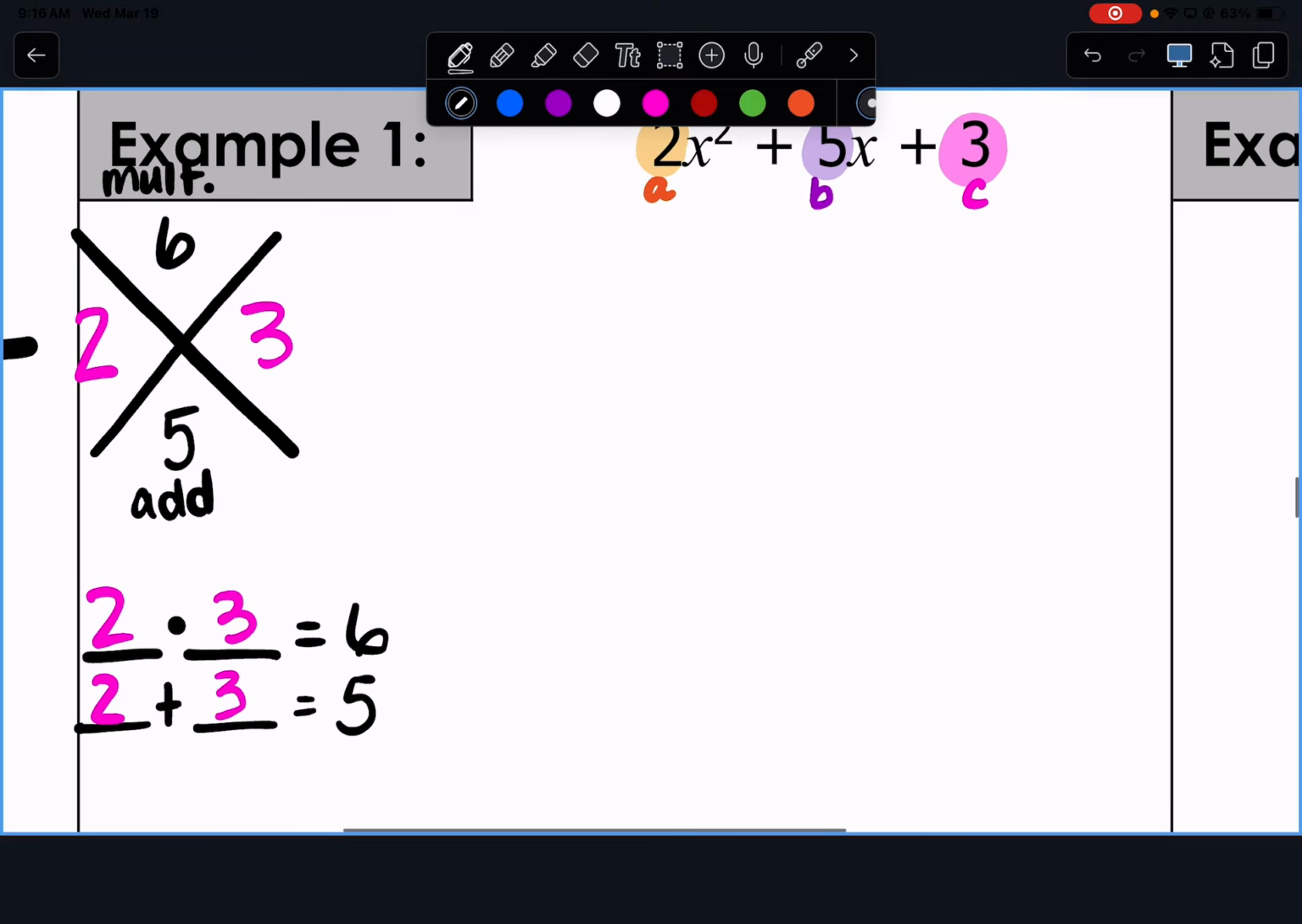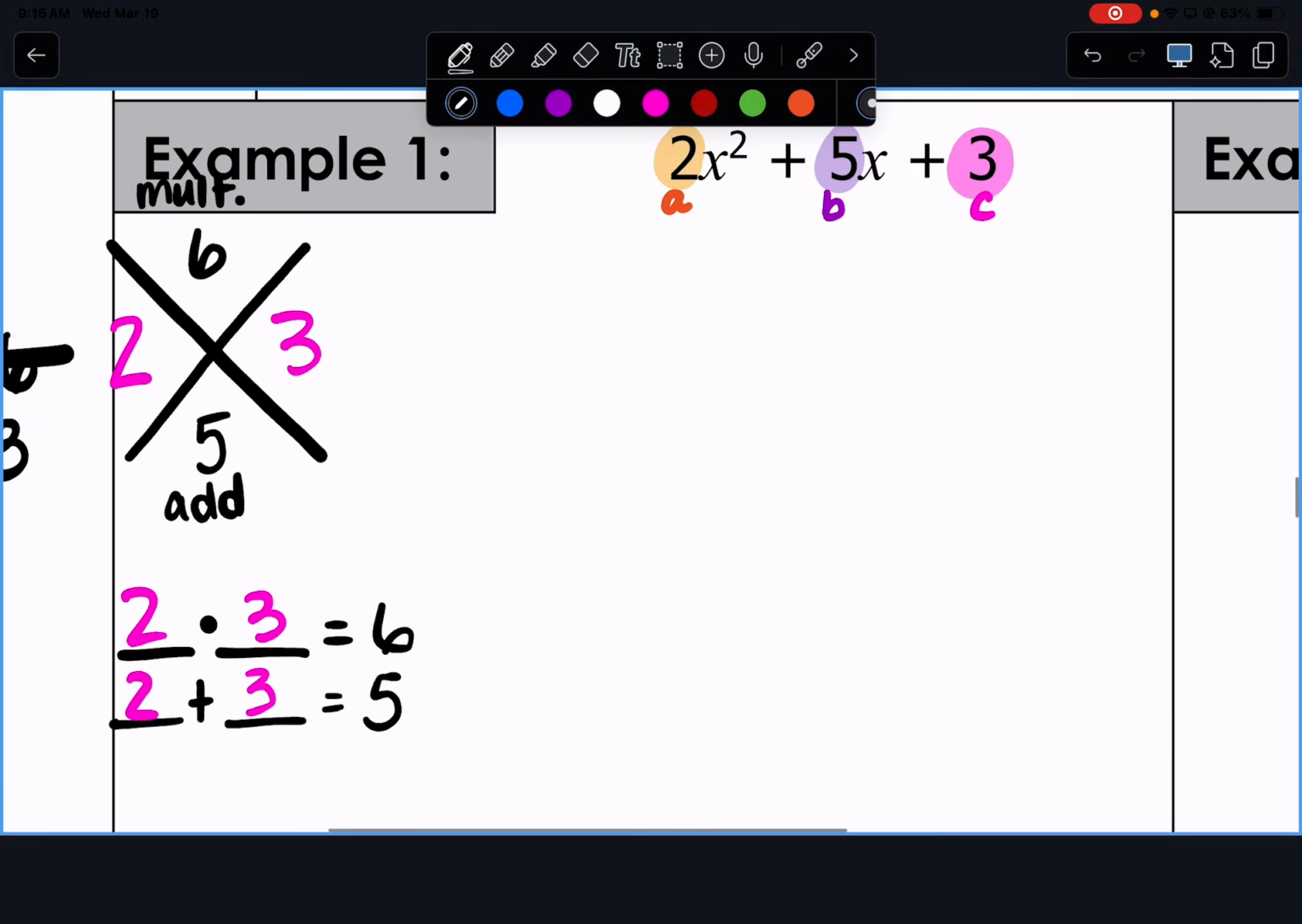Now, we take those 2 factors we just found and we rewrite the polynomial. Yes, ma'am? Why is it just 2 and 3 that we have to figure out? Because we already know this is found from doing A times C, right? And then the 5 comes from just the B. So we know that information. So when you have a problem like that, you just do A times C. That's your top. And then B is the bottom.